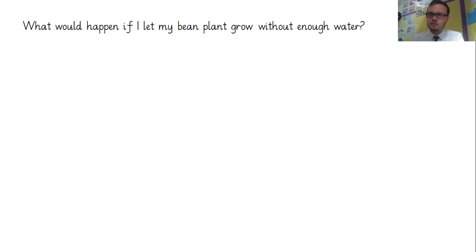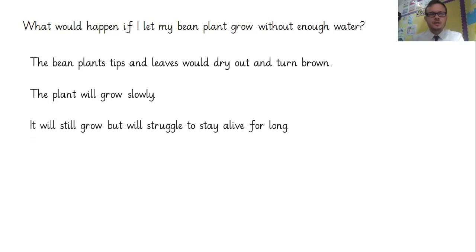I can hear you calling it out, saying everything that you've written down. Well done. The bean plant tips and leaves would dry out and turn brown. The plant will grow slowly, and it will still grow, but struggle to stay alive for long. And we said it would sort of wilt as well. It would be very floppy and not really be able to stand up straight.